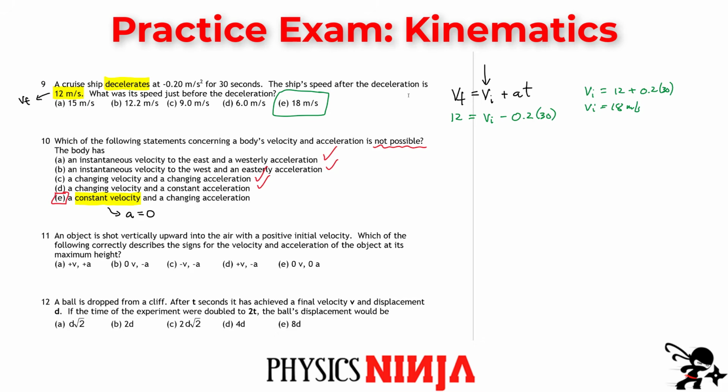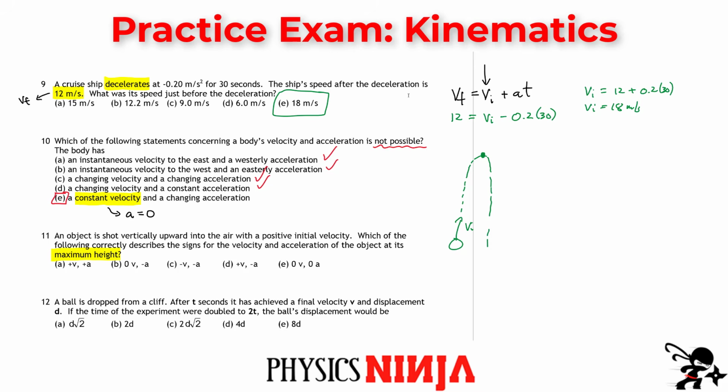We have a calculation here. An object is shot vertically upward in the air with a positive initial velocity. So it kind of looks like this. Which of the following correctly describes the sign of the velocity and the acceleration at the maximum height? Here's the object going up. Let's draw a quick cartoon, and we're looking at it right here. That's at the top. The maximum height, by definition, is the top of the trajectory.